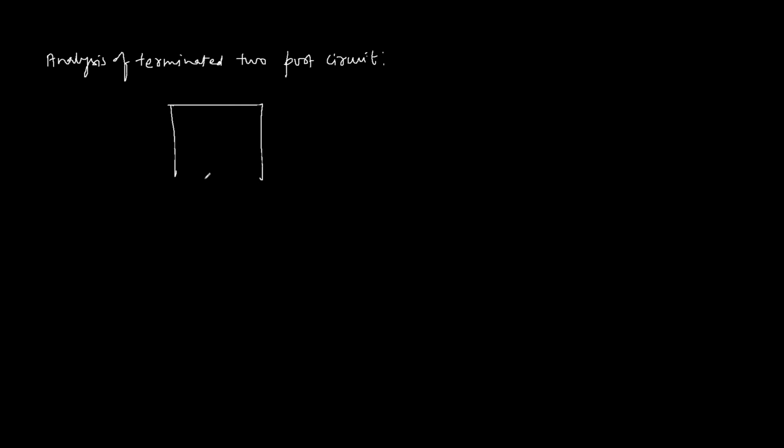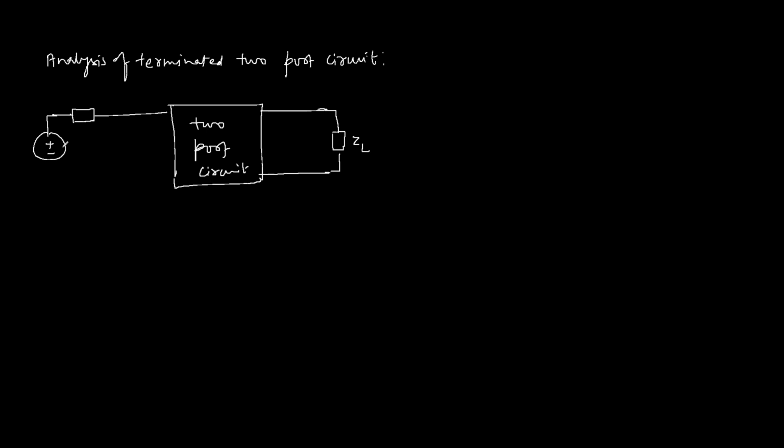Now let's do the analysis of the terminated two-port network, or two-port circuit. A terminated two-port circuit means the port 2, or output port, is terminated with load impedance ZL. And at the input port, an external source is connected with voltage Vg in series with impedance Zg. Voltage at port 1 is V1, current is I1. Voltage at port 2 is V2 and current is I2.